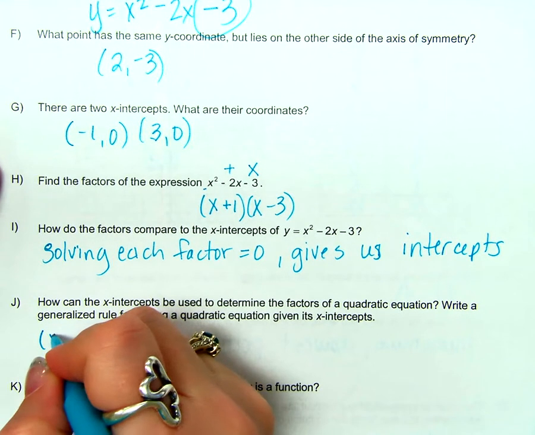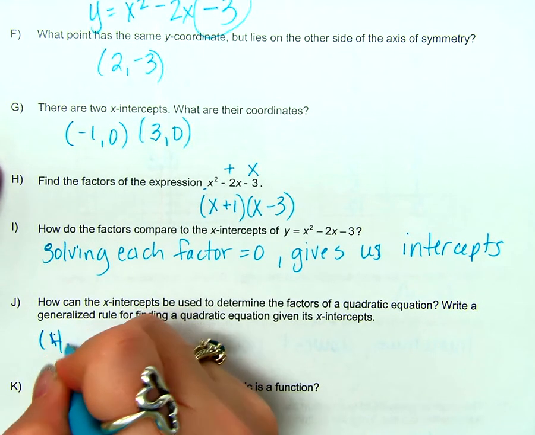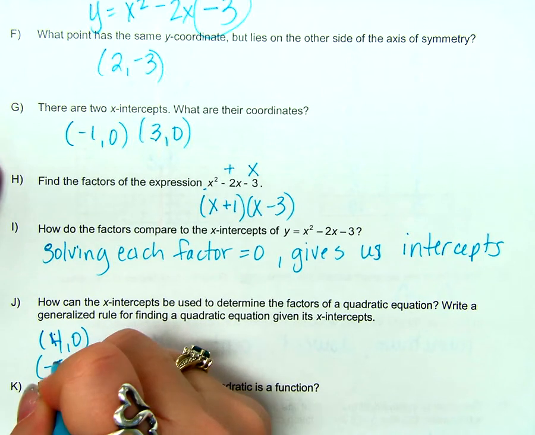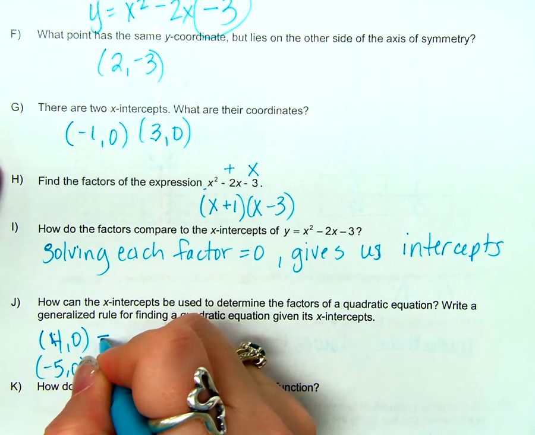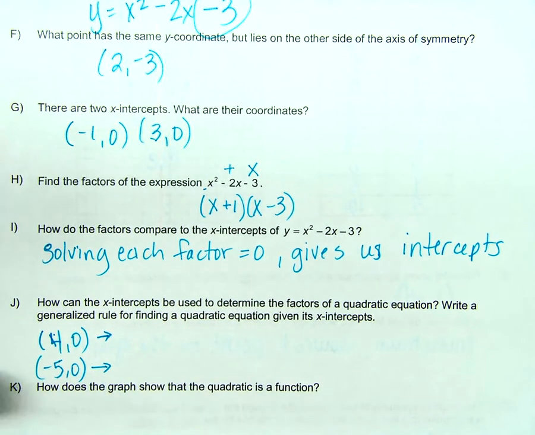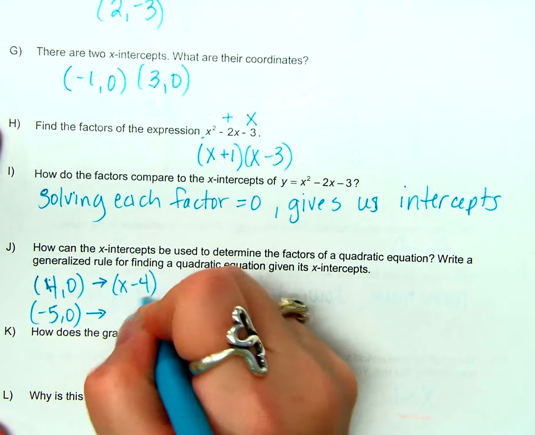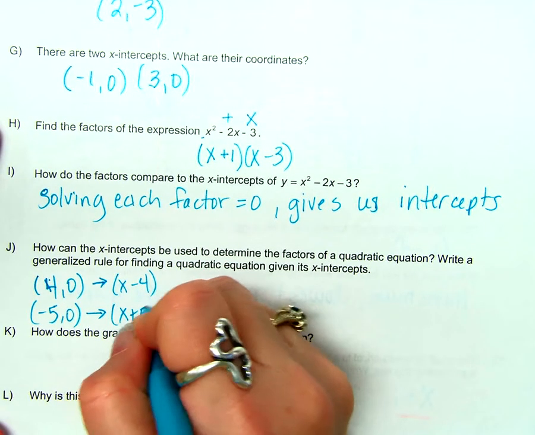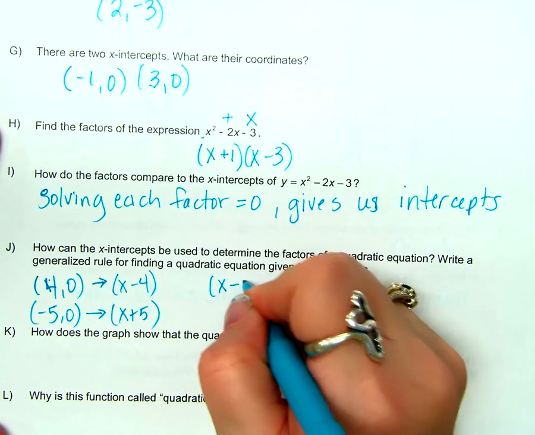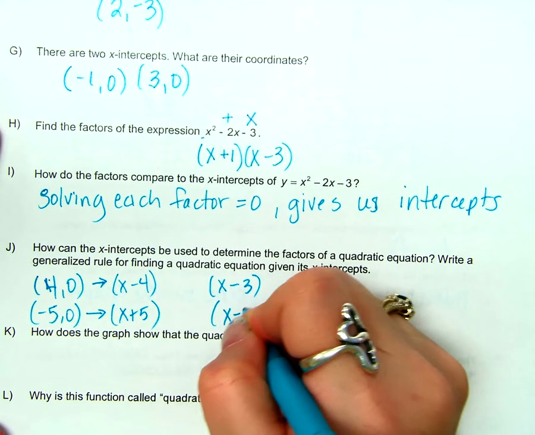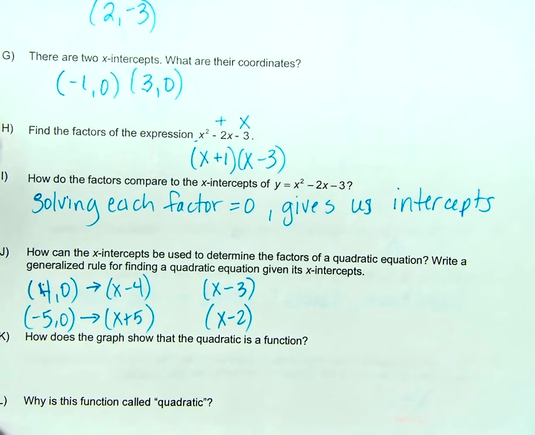If I had an x-intercept of, let's say, (4, 0) and (-5, 0), what would be my factors of this particular function? x minus 4 and x plus 5. What if I had x minus 3 and x minus 2? What would be my factors?